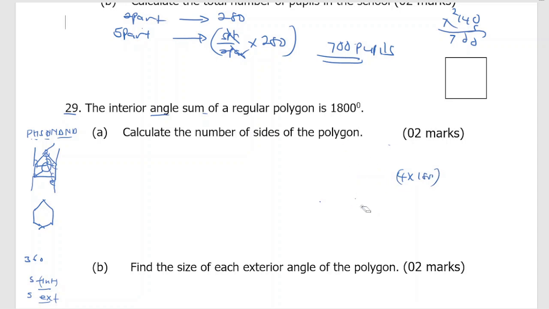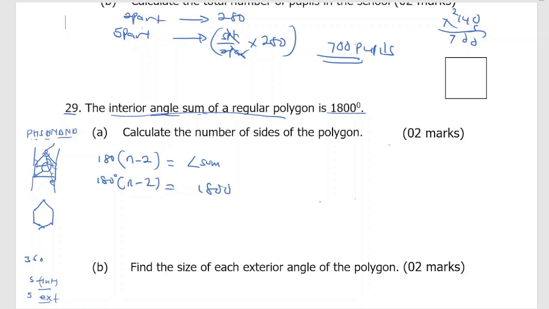Therefore we can now set up the formula. The interior angle sum is the number of triangles times 180. And how do we get the number of triangles? The number of triangles is n minus 2, the number of sides take away 2. Each triangle adds up to 180 degrees. So our formula is this one, because in the question they are talking about the interior angle sum. So 180 degrees times n minus 2 is equal to 1800 degrees.